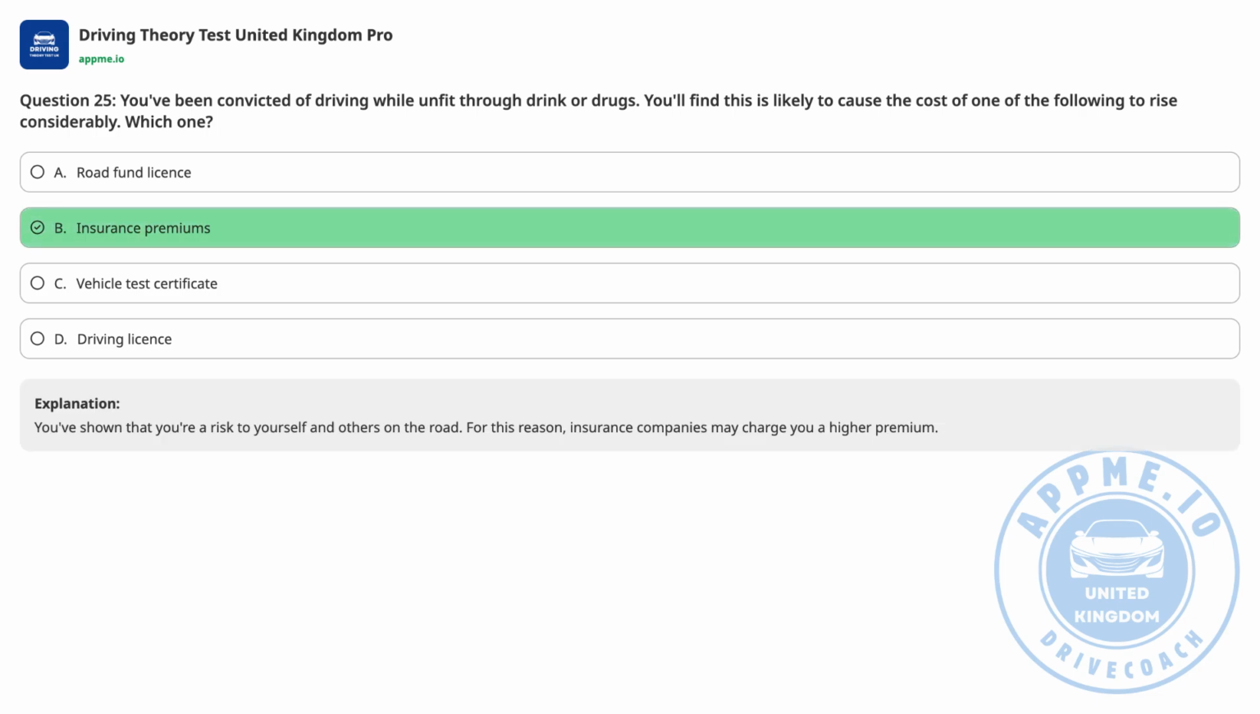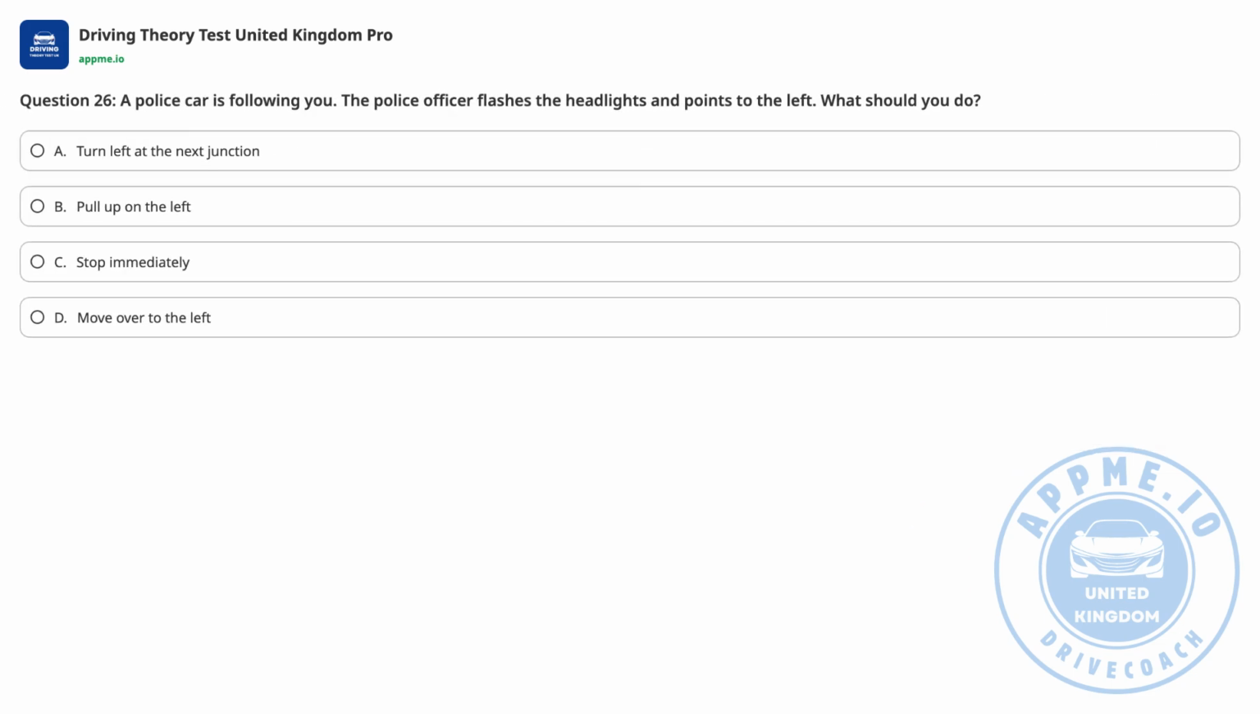The correct answer is B. Question 26. A police car is following you. The police officer flashes the headlights and points to the left. What should you do? A. Turn left at the next junction. B. Pull up on the left. C. Stop immediately. D. Move over to the left.